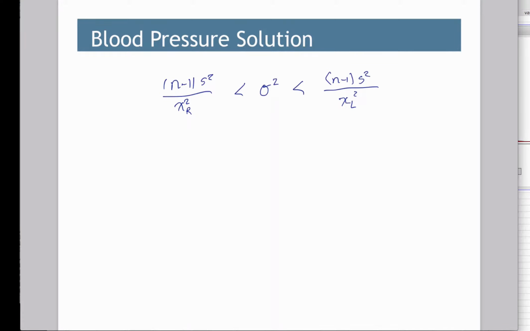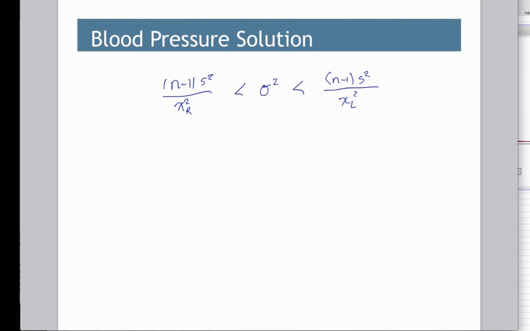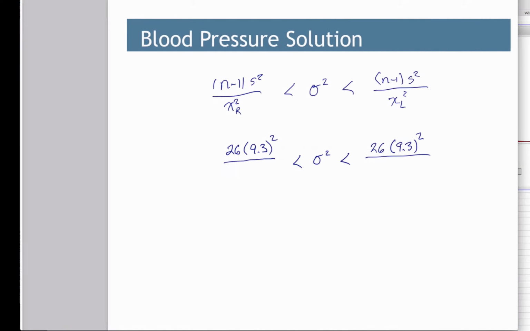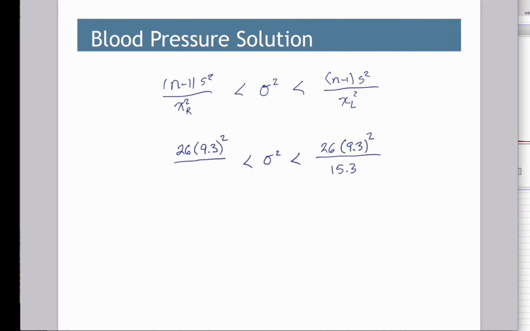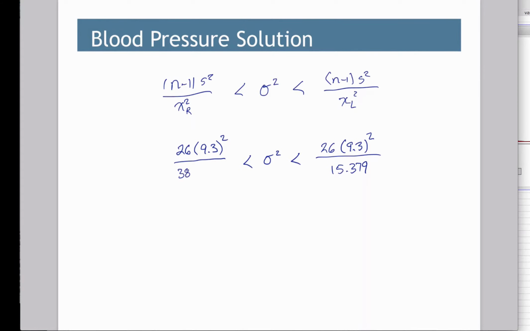So n was, let's see here, what was n? N was 27, so n minus 1 is 26. S was 9.3, so that would be 9.3 squared. Again, this would be 26, this would be 9.3 squared. And then our critical values, 15.379 and 38.885. And then you could work this out.